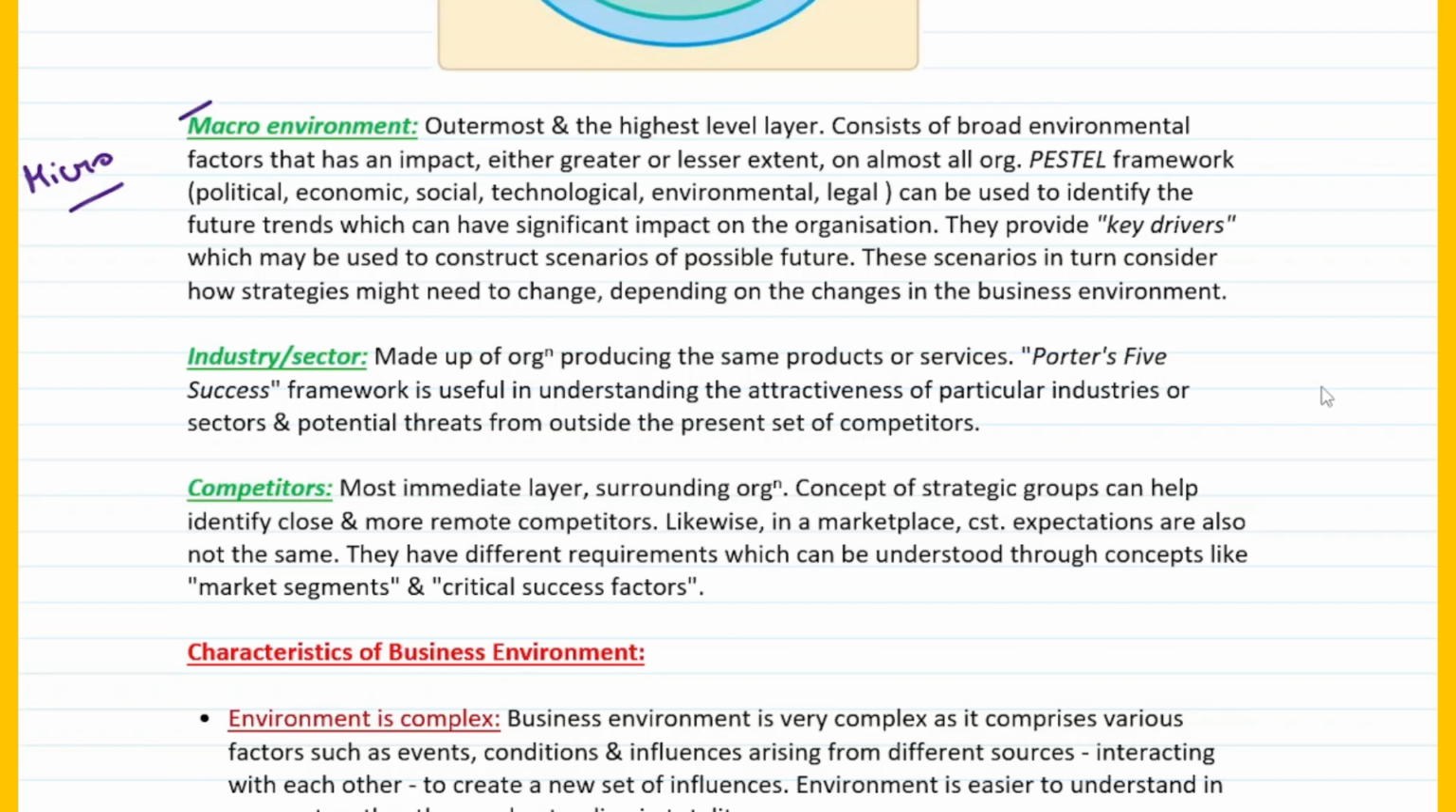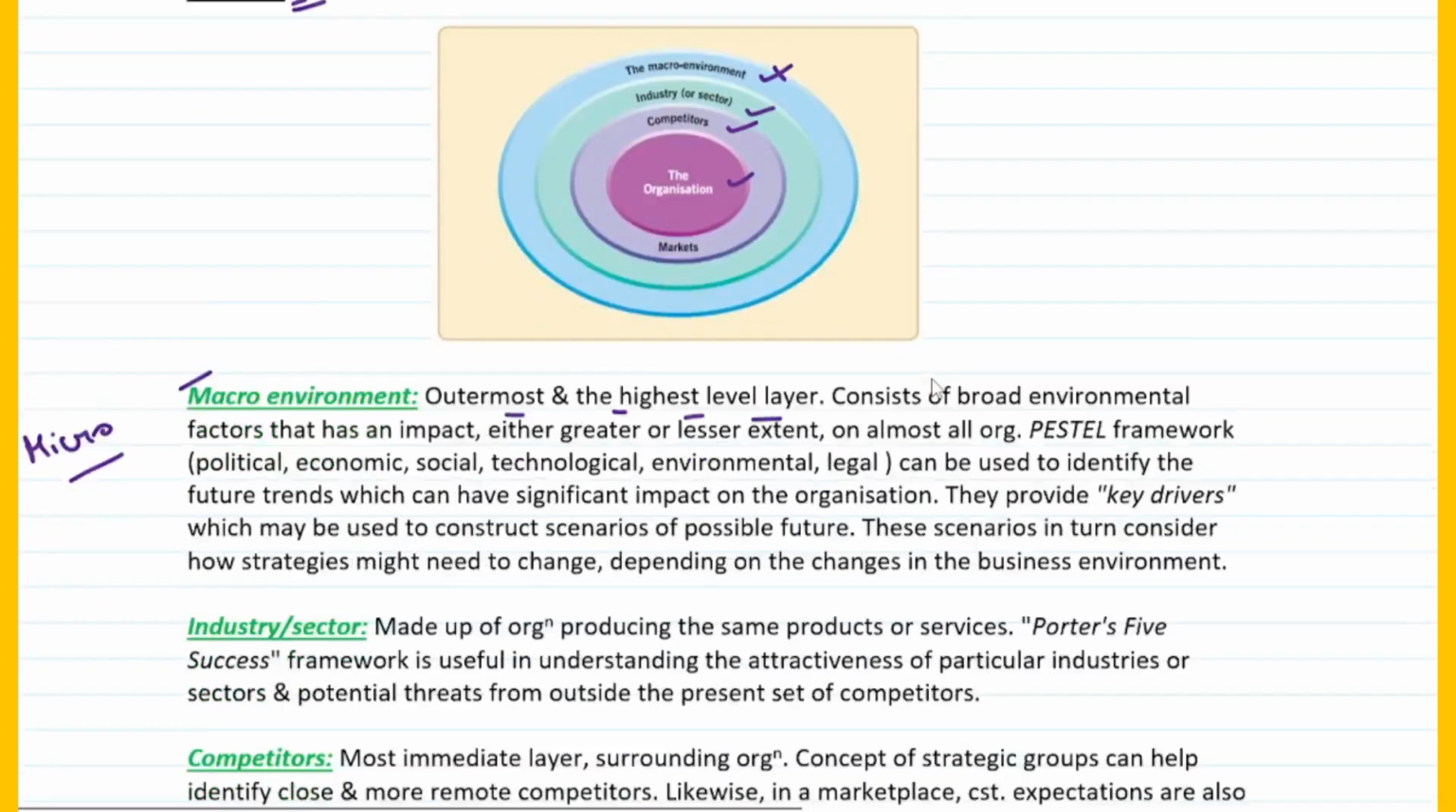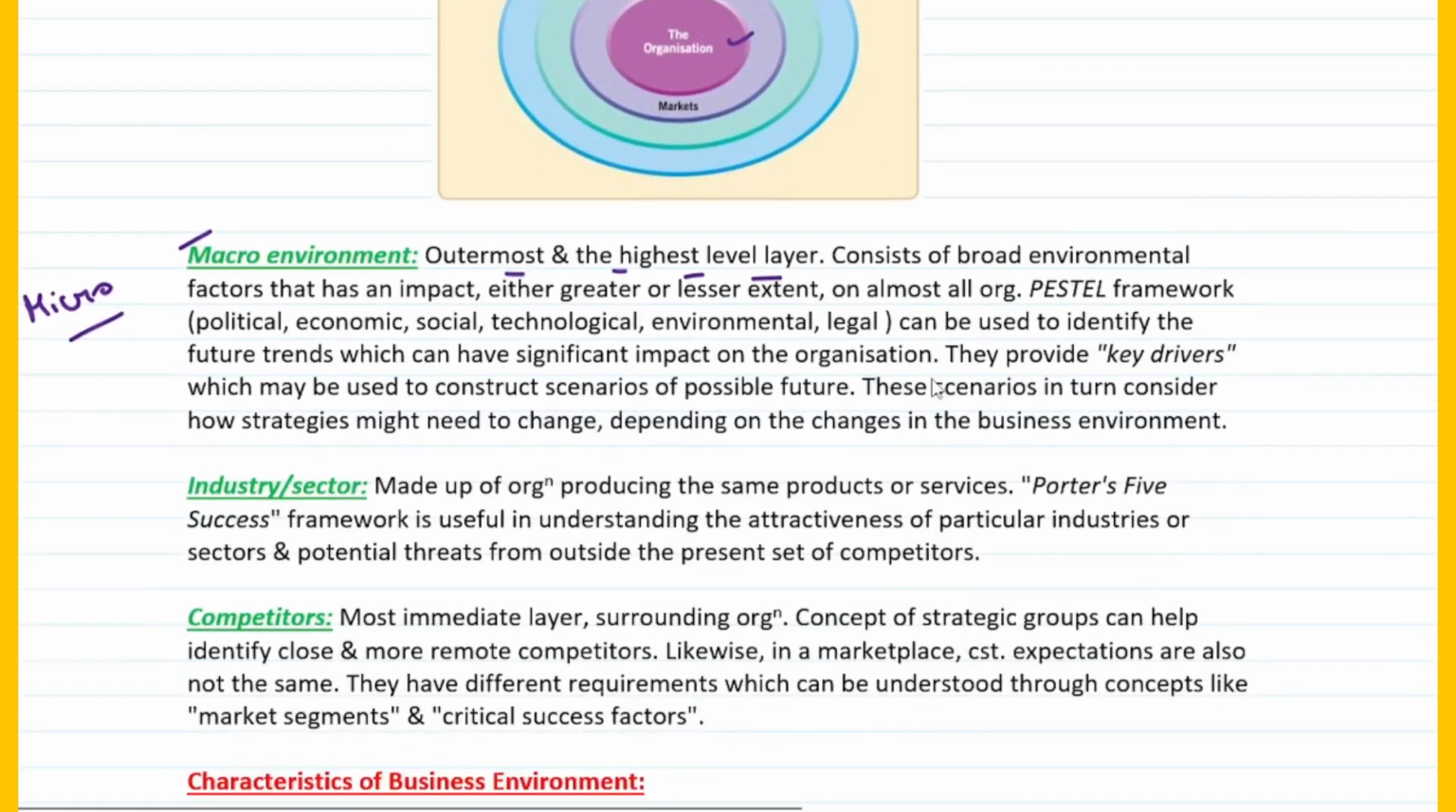Now as we all know, the outermost and the highest level layer is the macro environment. So this is the column that we are referring to here, right? Now this basically consists of broad environmental factors that have an impact, to a greater or lesser extent, on almost all organizations, right? So that's why it is called macro. It can be of a greater extent or a lesser extent, but it definitely has an impact on the organization in some way or the other.